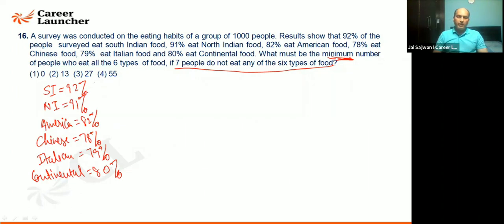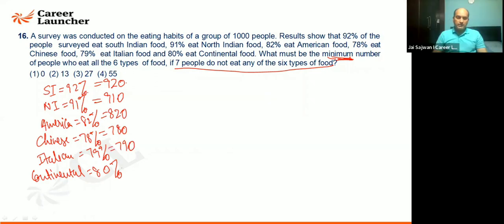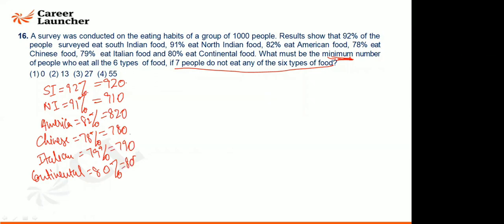So tell me how many people like South Indian food. 92% of 1000 is 920. North Indian is 910. American is 820. Chinese is 780. Italian is 790. Continental is 800. I believe it is clear.